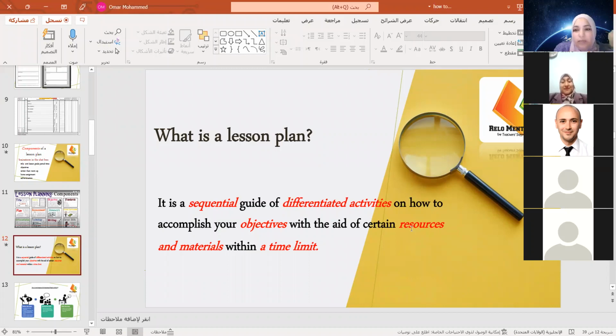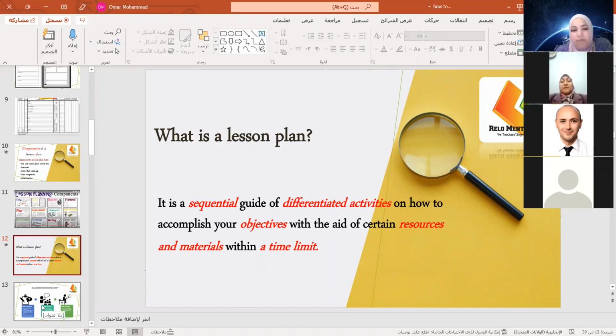On how to accomplish your objective. So what is the objective of this lesson? This is the most important part, as I said. And this is done with the aid of certain resources and material within a time limit. So time limit is another point which we should take care of while we are preparing our lessons.